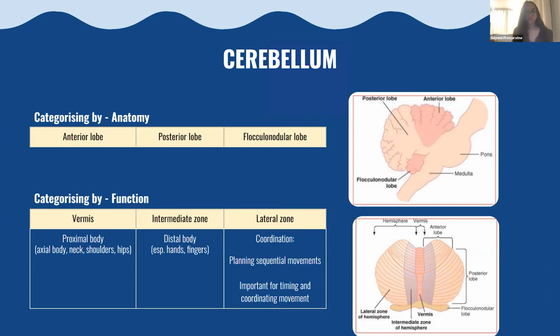So the vermis is going to be involved in controlling the proximal body, and the intermediate zone, the more distal body, so things like your hands and your fingers. And then the lateral zone is going to be involved in planning those sequential movements and timing as well.